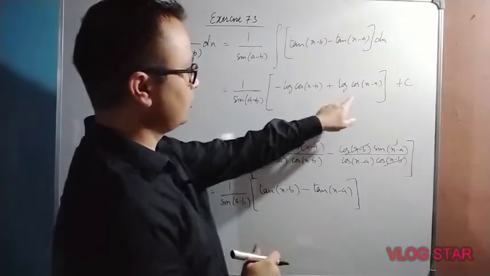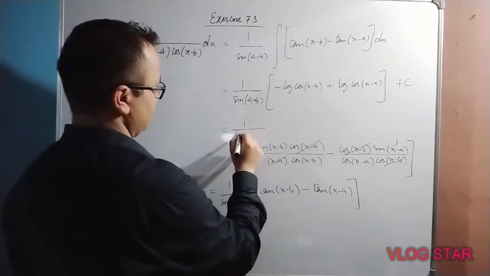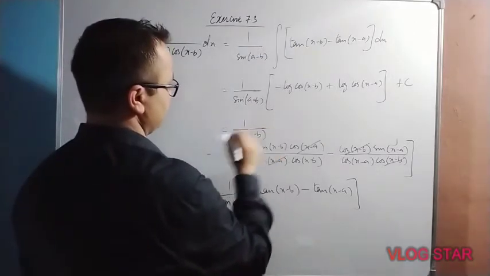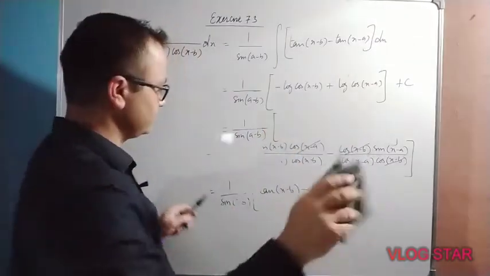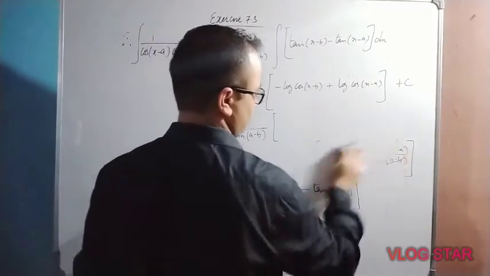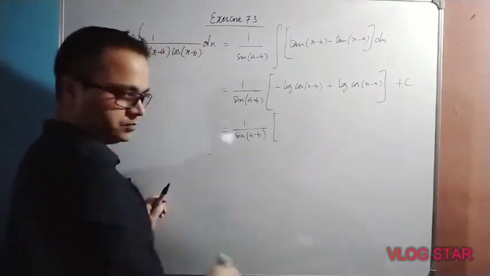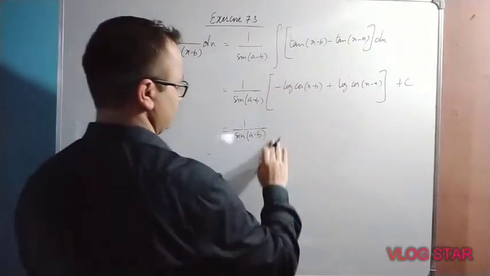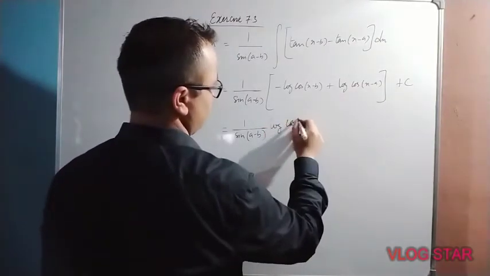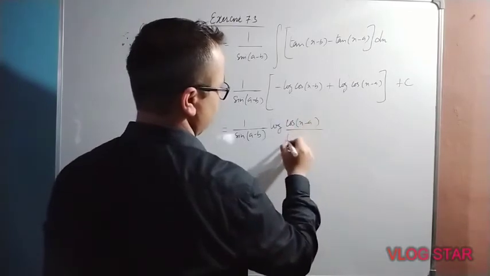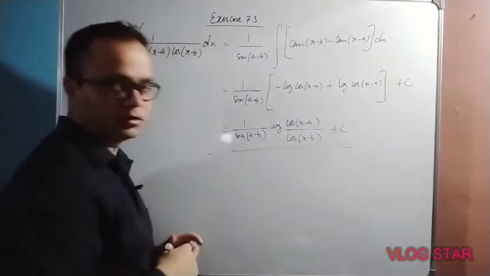We know that log a minus log b is log a by b. So this equals 1 by sine a minus b times log of cos x minus a divided by cos x minus b, plus c. Now this is the answer of question number 22.